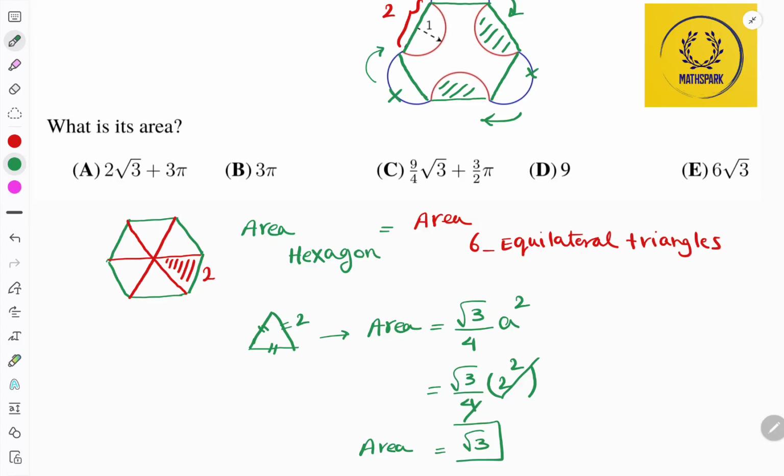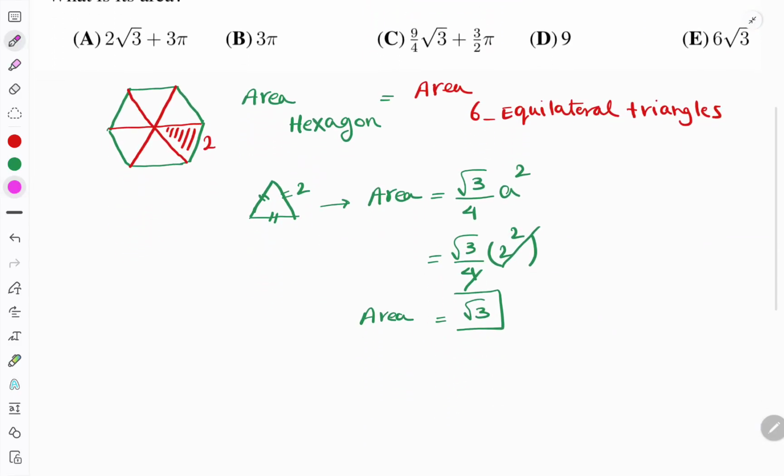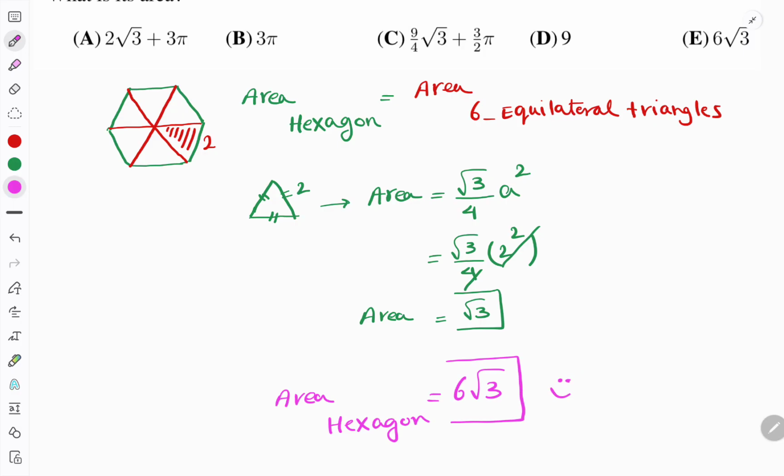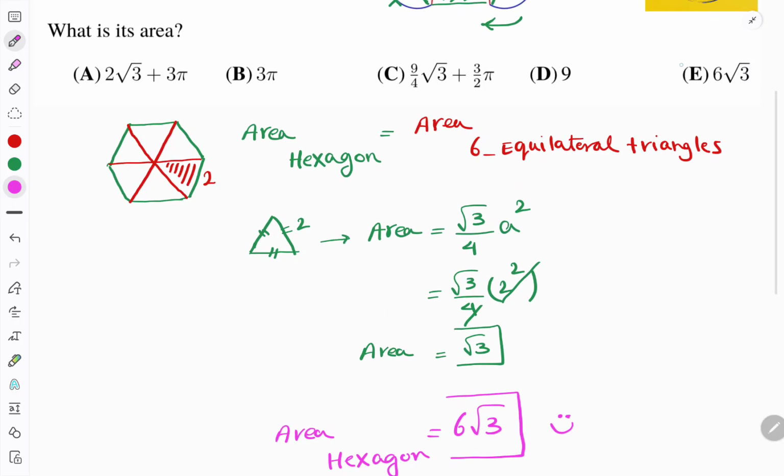equilateral triangles. And the last step is that we have 6 equilateral triangles. So the area of this regular hexagon is 6 times radical 3, which is 6 radical 3, the final answer of this question. And you can see that the answer is choice E.